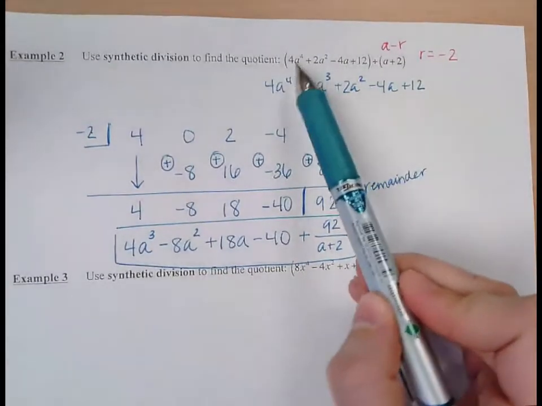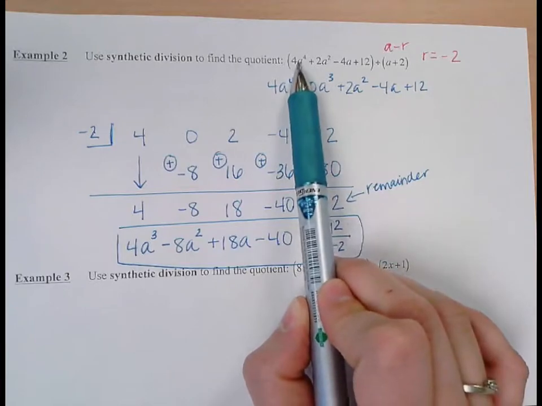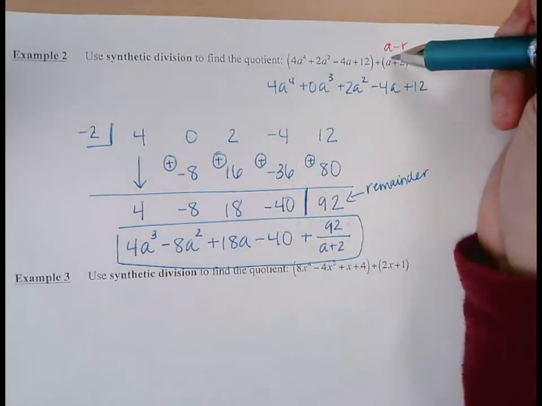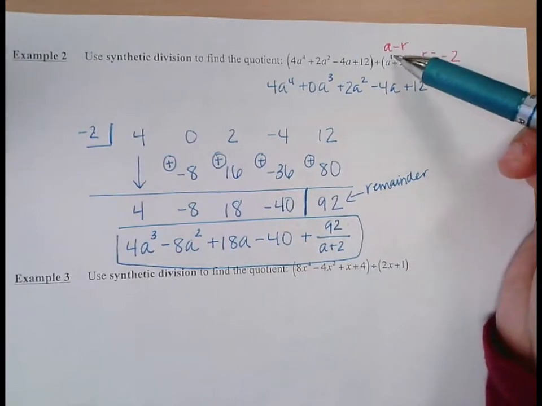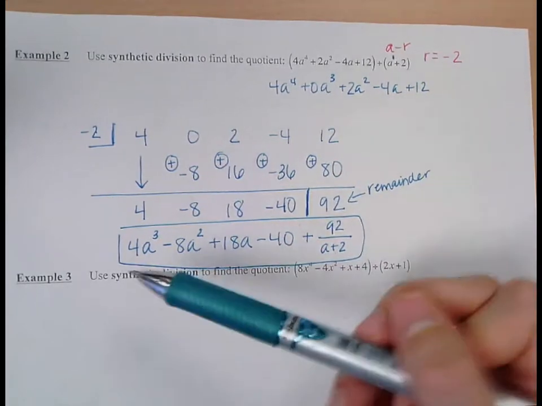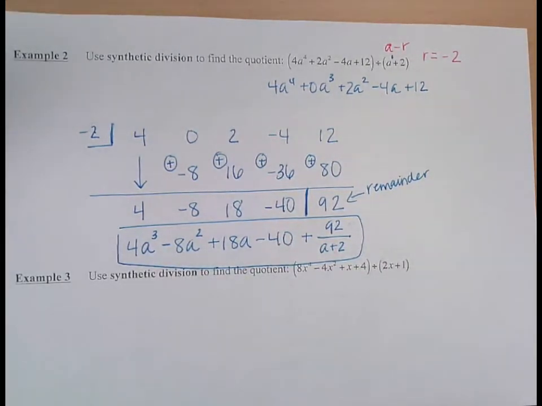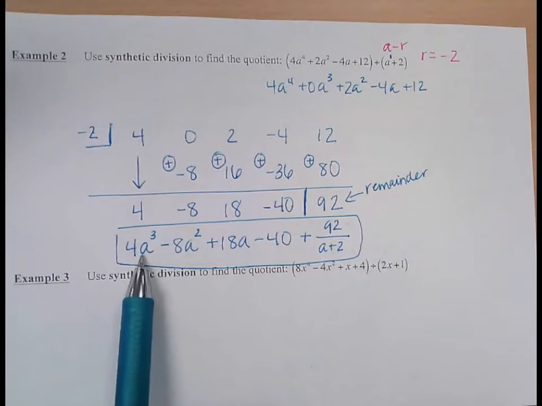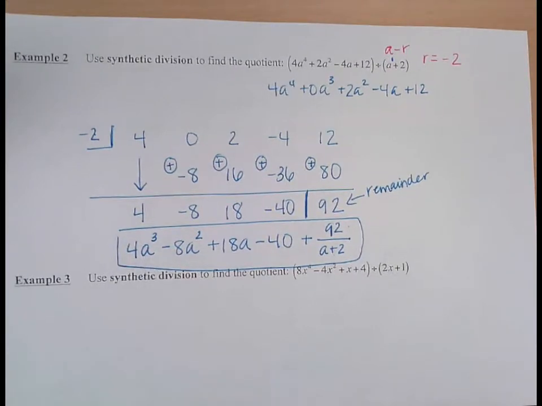Because when you divide, like this has a highest power of 4, when you divide by a power of 1, you're losing a power, you're going down a power. So your quotient's highest power will always be 1 less than what you started with.